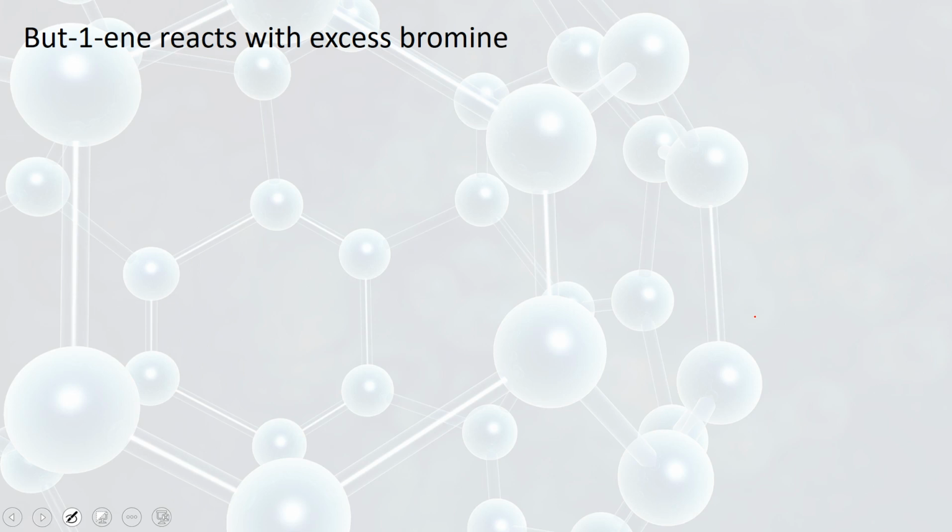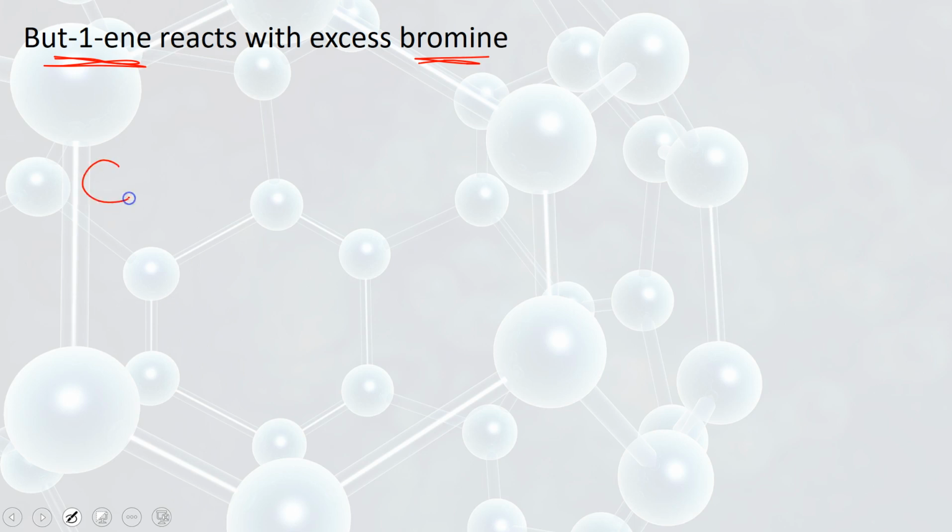One more here. So butene reacts with excess bromine. You have to be able to look at a reaction and be able to identify, okay, that's an addition reaction. This is an addition reaction because I have something that has a double bond in it, and it's reacting with a halogen or hydrogen. Usually, that indicates we have an addition reaction.